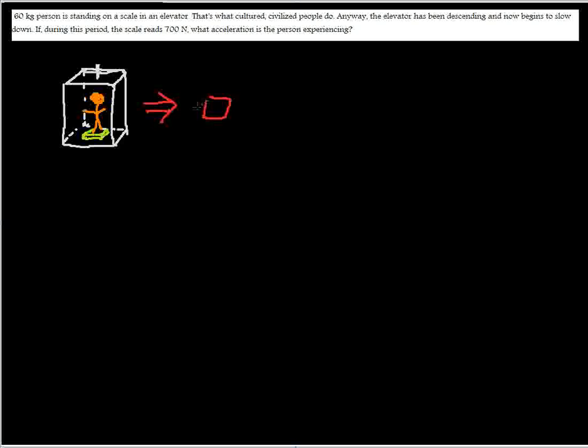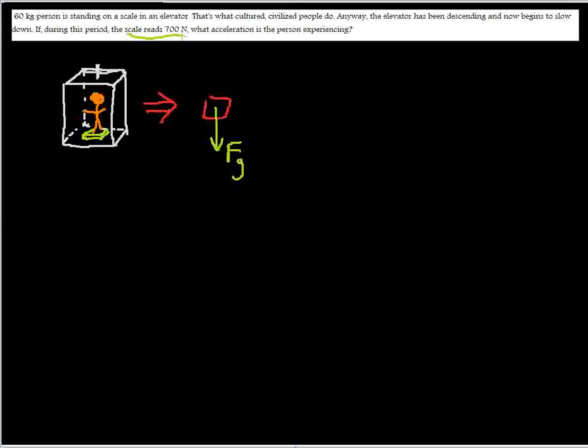And this box represents the person. Now, one of the forces acting on this person is, of course, going to be gravity. And gravity is going to act downwards. But then there's another force acting on the person. And it's not the force of the floor directly. The floor is acting on the person, you could say, through the scale by holding the scale up. But it's the scale that's acting directly on the person.